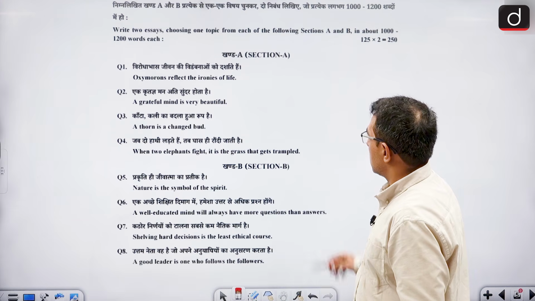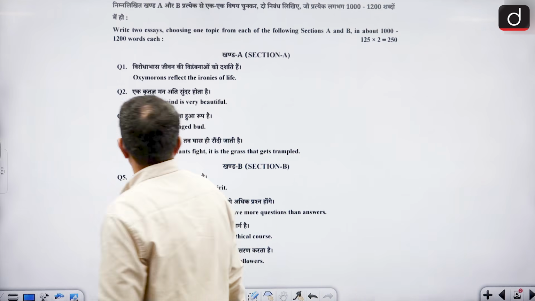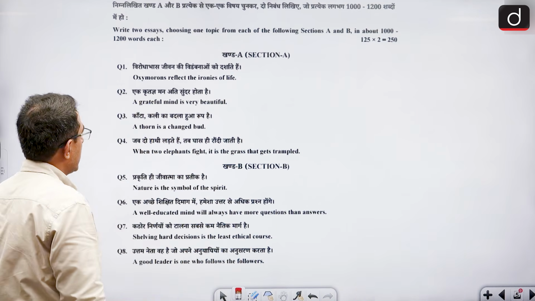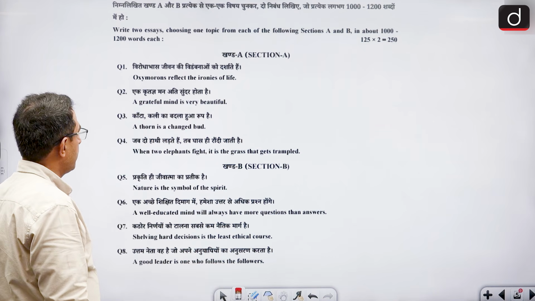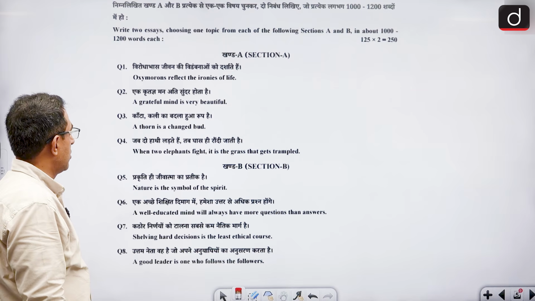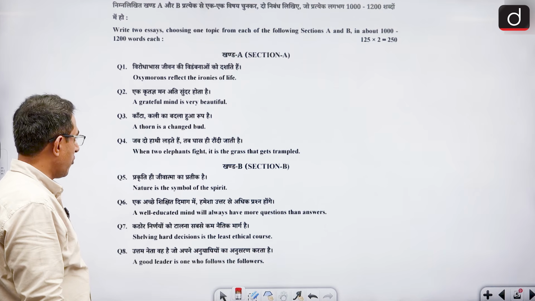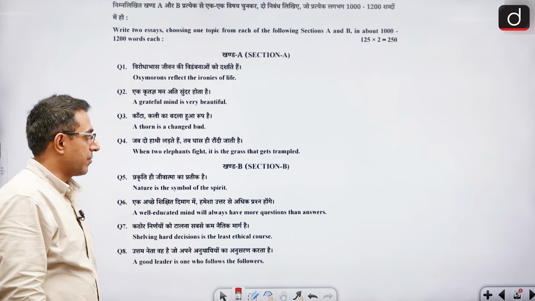Now in section A and section B, 4 topics each are given. So the first topic in section A is oxymorons reflect the ironies of life. Topic number 2 is a grateful mind is very beautiful. Topic number 3 is a thorn is a changed bird. And topic number 4 is when 2 elephants fight, it is the grass that gets trampled.